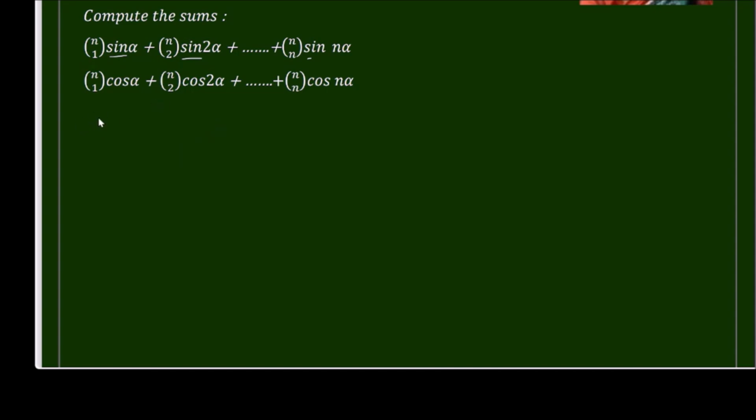So here there are two terms. We have to find the sum of two series. So let Sn be the sum of the first series, then Tn be the sum of the second series.